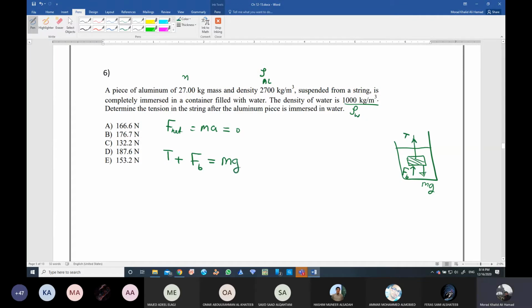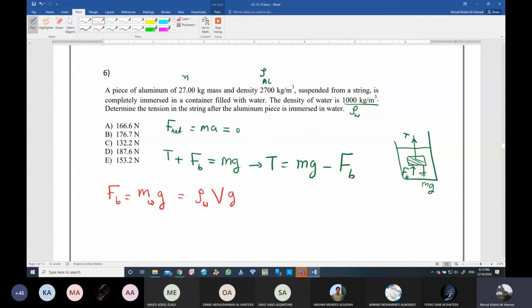Okay, so tension plus buoyant force minus mg is equal to 0, or tension up, buoyant force up, mg down. You can write it in either way. So the tension equals mg minus buoyant force. But if you remember, the buoyant force is equal to the mass of the fluid, which is the water, times g, and equal to rho of the fluid times volume times g.